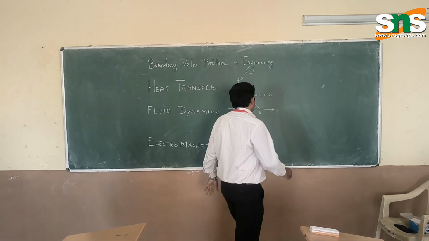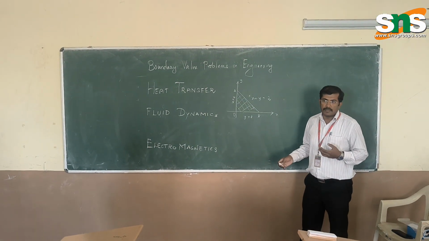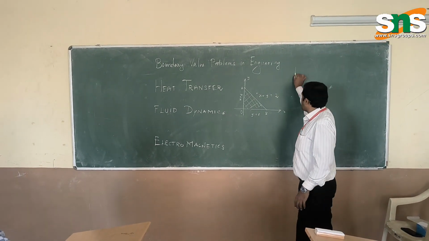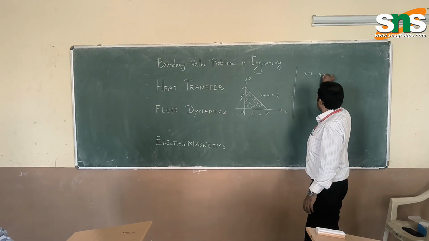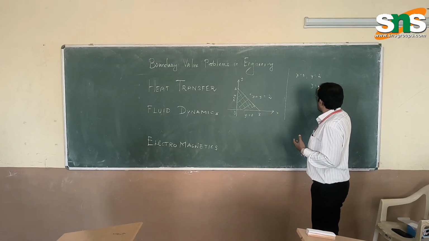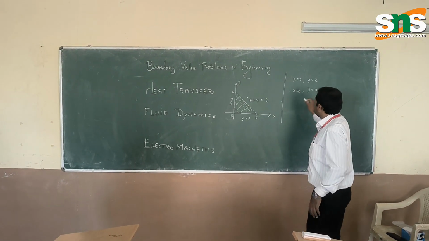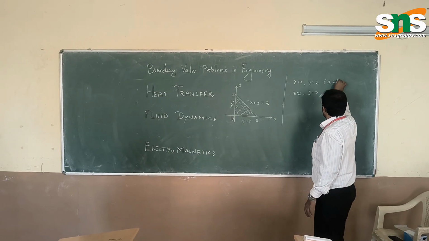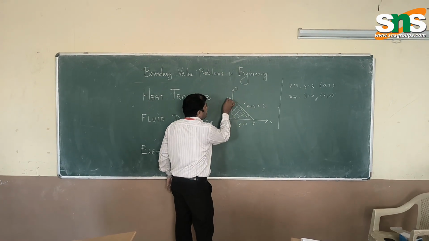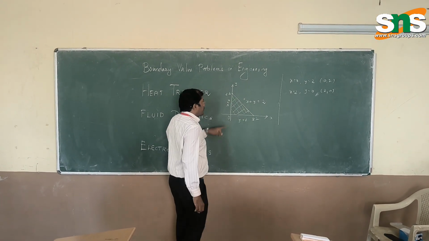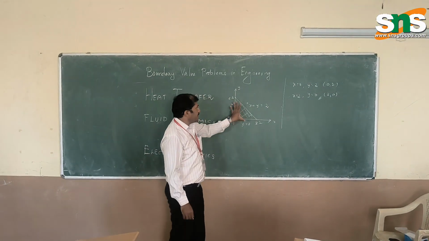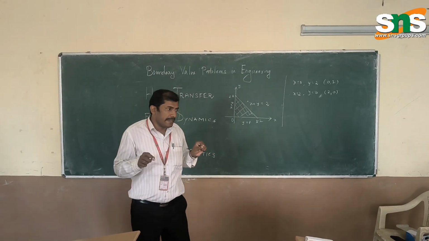Suppose I say, what happens? How can I understand these points? Suppose I apply x equal to 0, I get y equal to 2. Similarly, if I apply y equal to 0, I get x equal to 2. So the points are (0, 2) and (2, 0). So I can plot this here: in the y axis this is 2 and in the x axis this is 2. On fixing these 2 points, I can draw the straight line in the first quadrant.